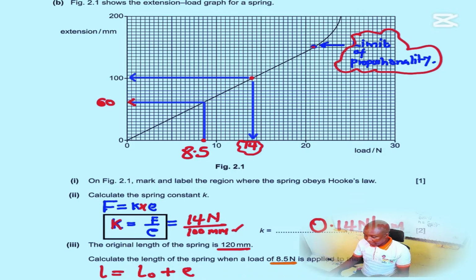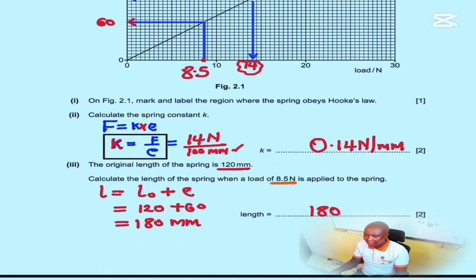Right. And then there is another question you can be asked. The original length of the spring was 120 millimeters. The original length was 120, meaning when there's no load exerted on that spring, it's 120 millimeters. Then calculate the length of the spring when a load of 8.5 Newton is added on it. So what does that mean? When a load is added on this, it's going to stretch. It is going to be longer.